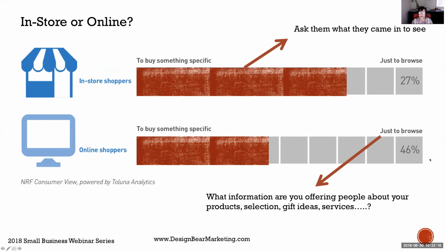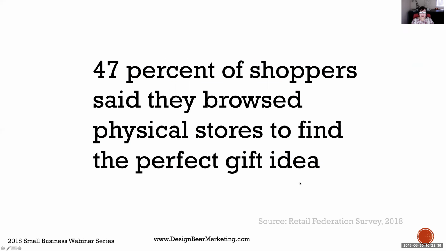The browsing part is all about this content, right? What information are you offering people on your website, on your social media sites, that's allowing people to browse and decide if you're the place they're going to buy something, either online or in store? You have to have all of this stuff marked, and I'm going to show you how to do it.